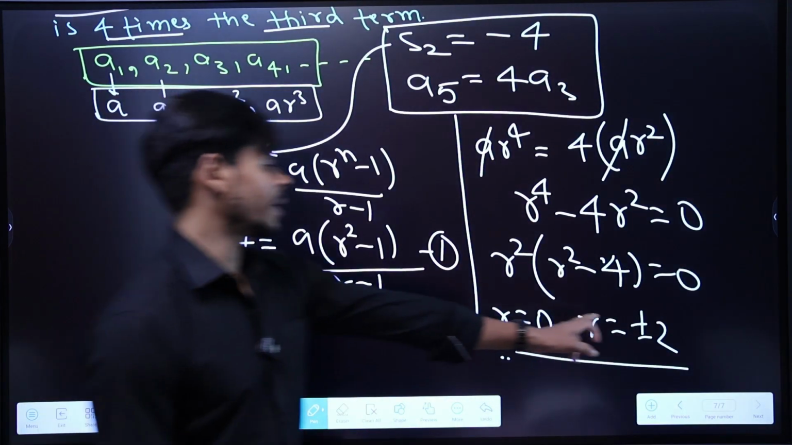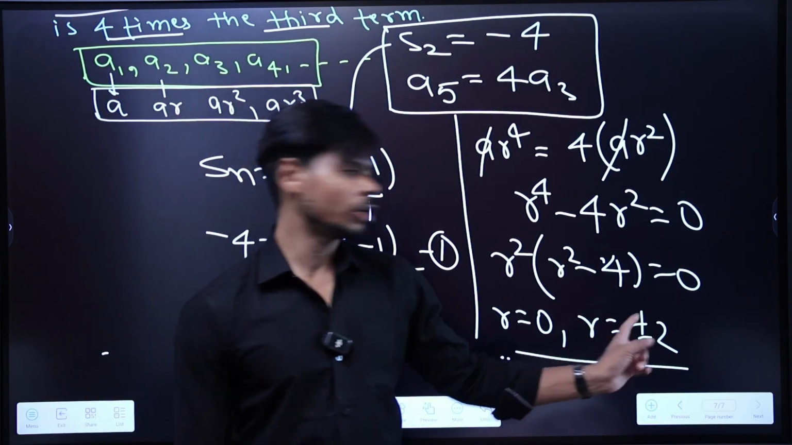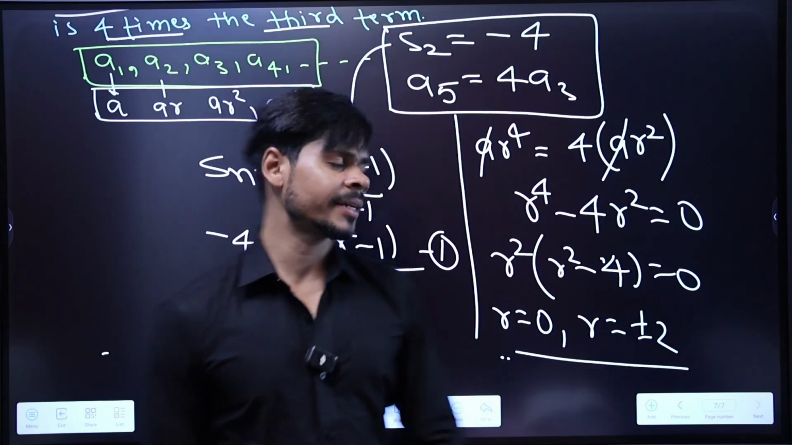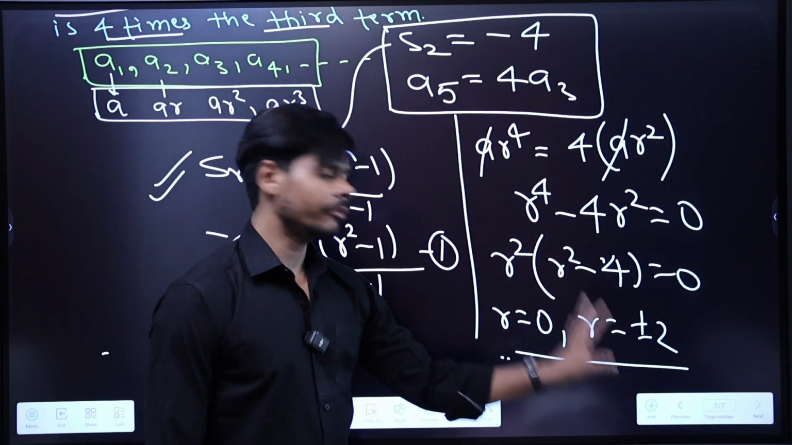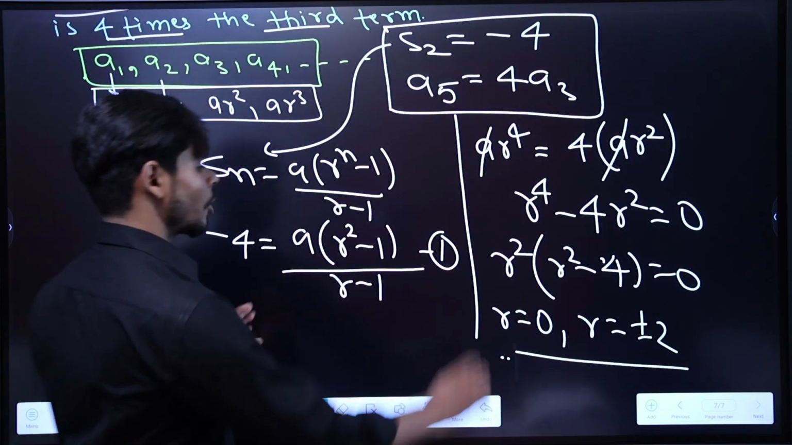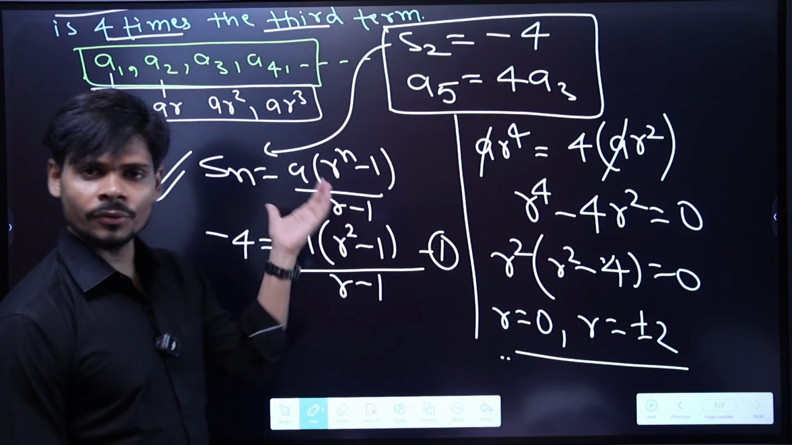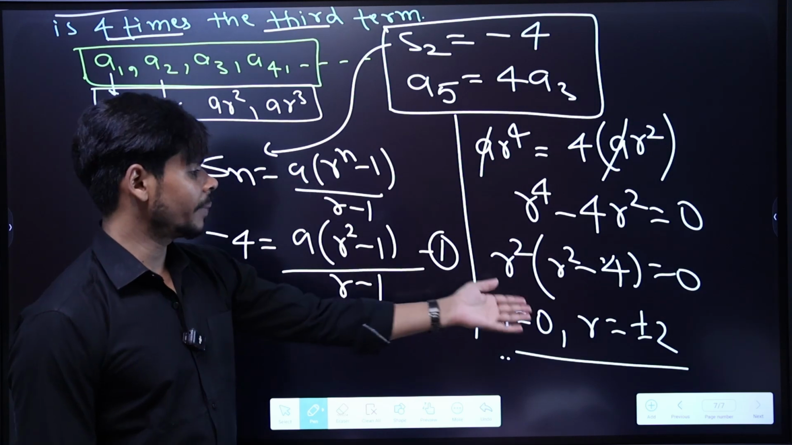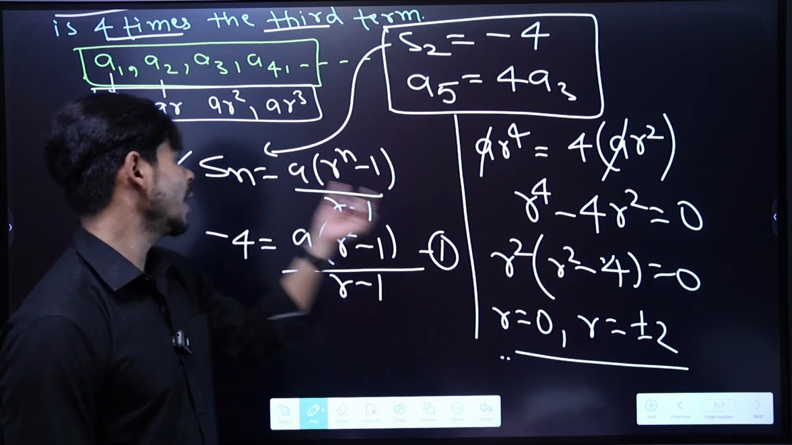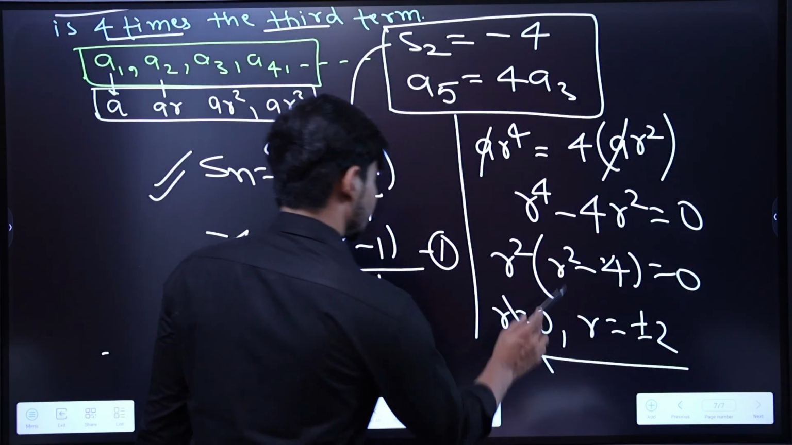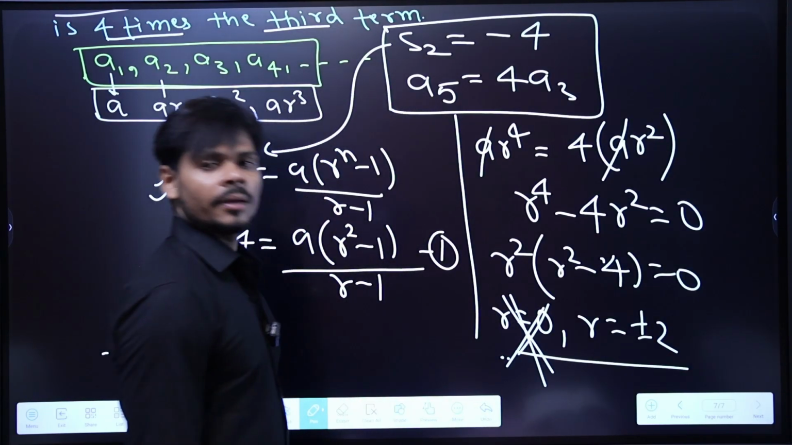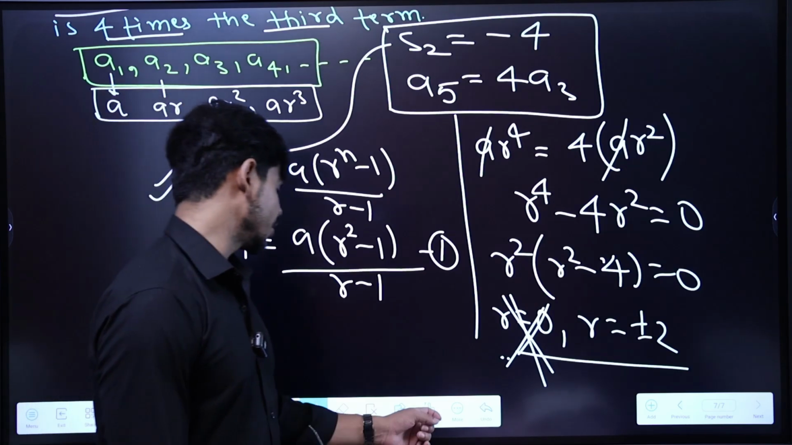So r will be 0 and r will be plus minus 2. So no doubt, because modulus of r will be greater than 1, we have used the correct formula over here. Because from here we got the value of r, then according to r we will use the formula for summation. But because modulus of r is greater than 1, and we have already used the same formula, right? Okay, 0 is not possible as r in any GP basically, because that will give you a not defined condition.